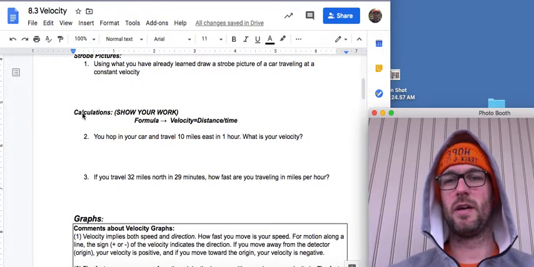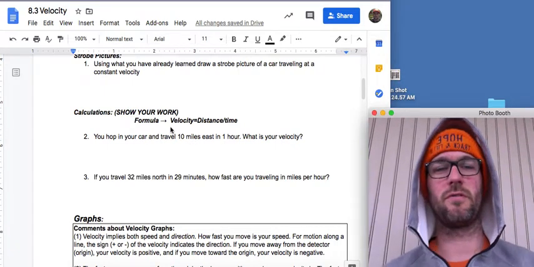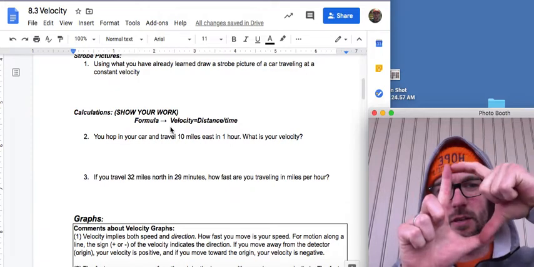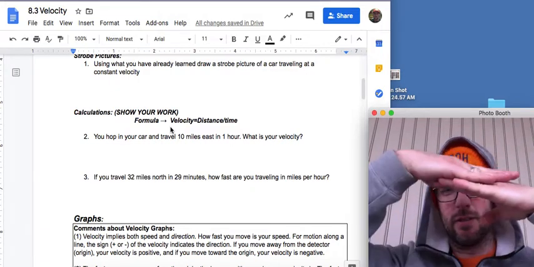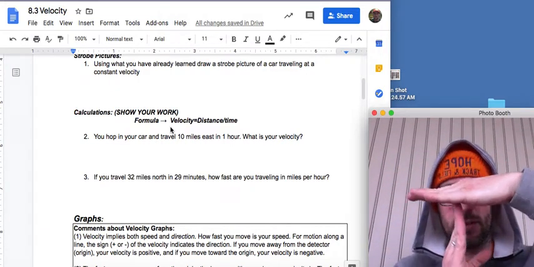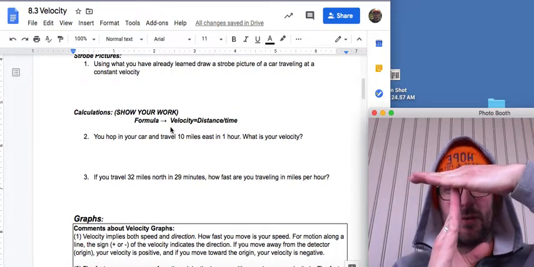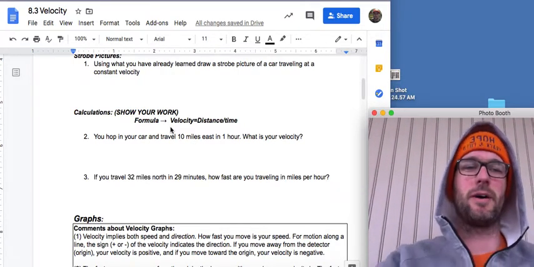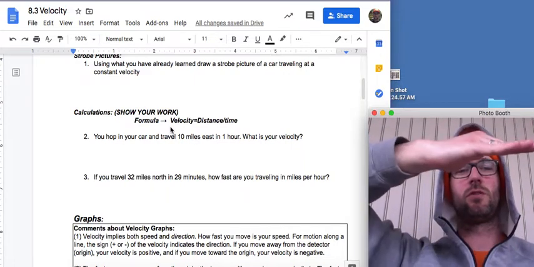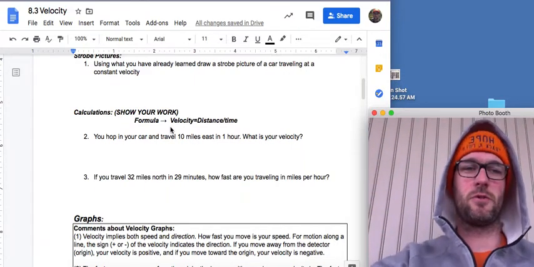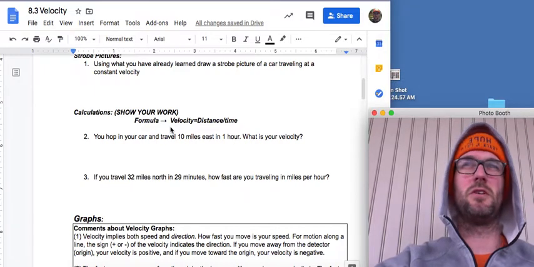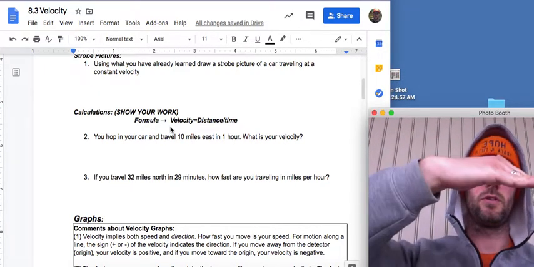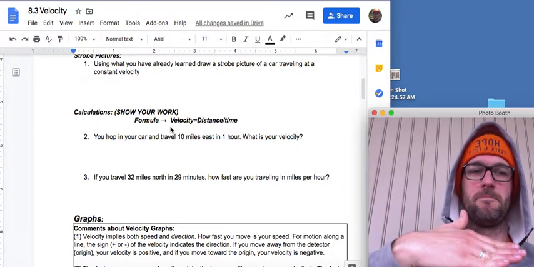Here's the key part, calculations. There's a formula for you. Velocity equals distance over time. Okay? V equals d over t. Think about every speed we know, like miles per hour. That's a distance over time. Kilometers per hour, inches per second, meters per second. That's the one we're going to use most often. Meters, distance, over time. Okay?